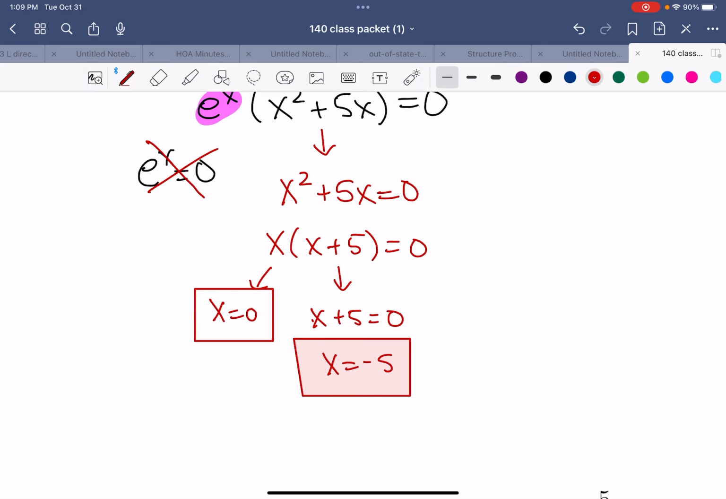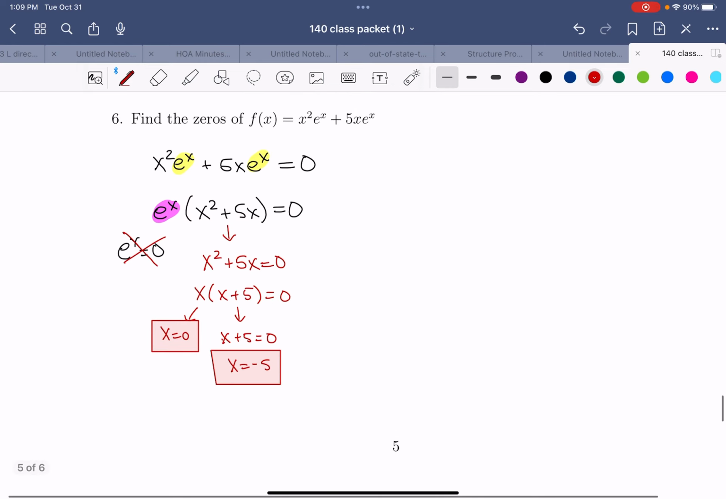So you typically want to factor out that e term. And that one's never going to have zeros, okay? So you're only worried about what's left in those parentheses. And we'll tackle the rest in class.